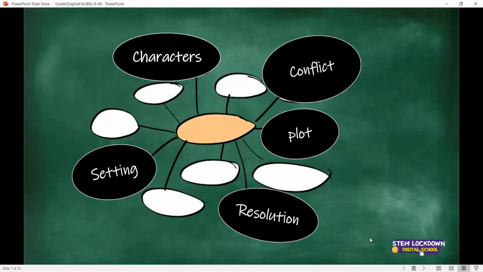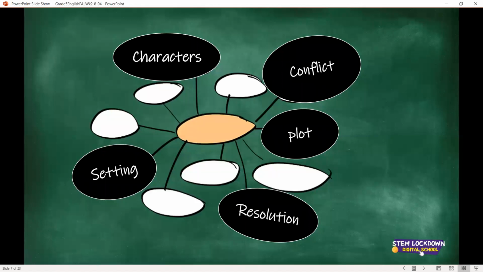There we go. So you only have 5 areas. You have your characters. You can actually draw this right now so that you have an idea of what you need. So we have our characters, we have our setting, we have our plot, we have our conflict, and we have our resolution.